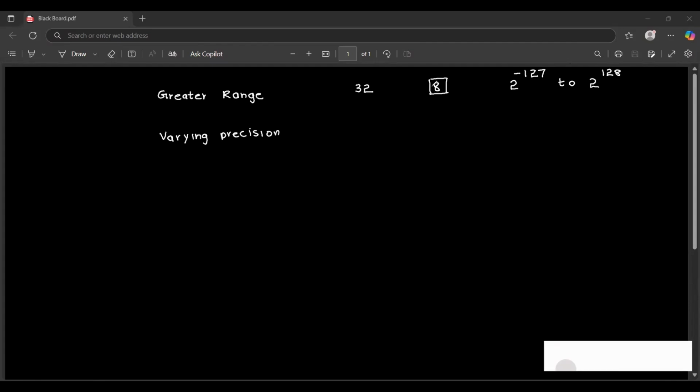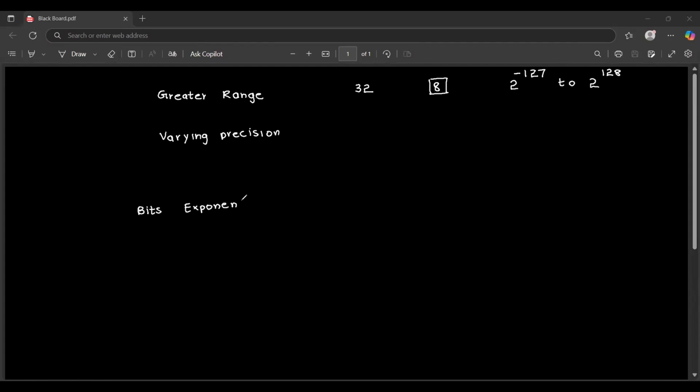So, since we allocate 8 bits especially for exponents, it's a huge number that we can represent using this method. So you have to keep in mind the bits allocated for exponent. If you increase the bits allocated for exponents, the range increases.